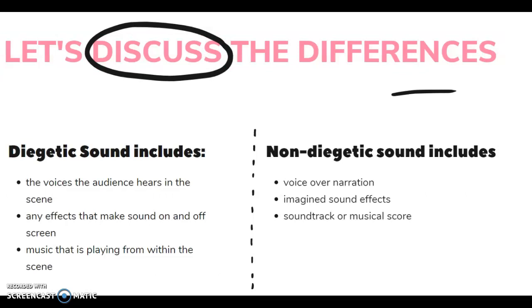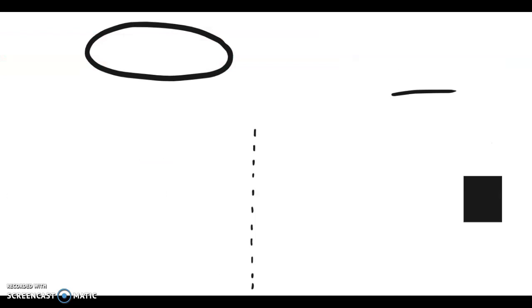So diegetic sounds include the voices the audience hears in the scene, any effects that make sound on and off scene, and music that is playing from within the scene. Non-diegetic sound includes voiceover narration, imagined sound effects, and soundtrack or a musical score.